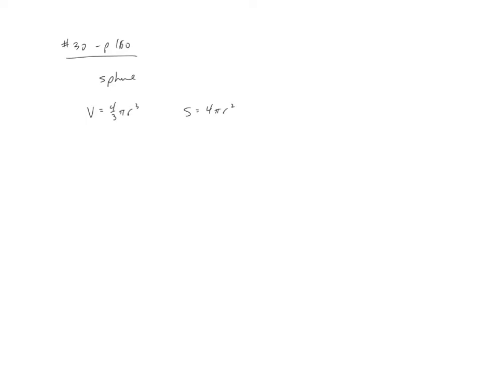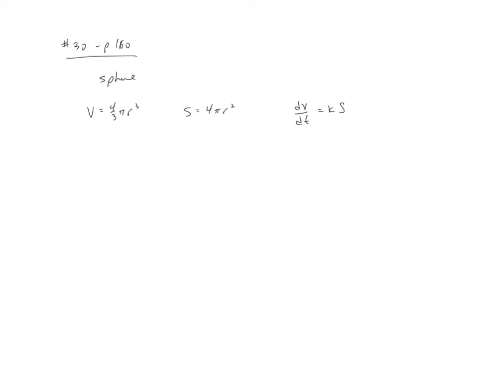Now, it's saying in the problem, the drop picks up moisture at a rate proportional to its surface area. So a rate, that's going to be your derivative, and that's our volume changing in this case. If it picks up moisture, our volume is going to be changing, so the change of volume with respect to time is going to be proportional to its surface area.